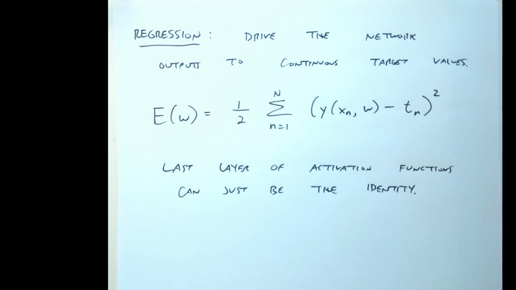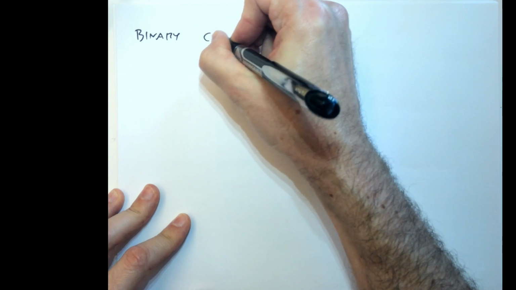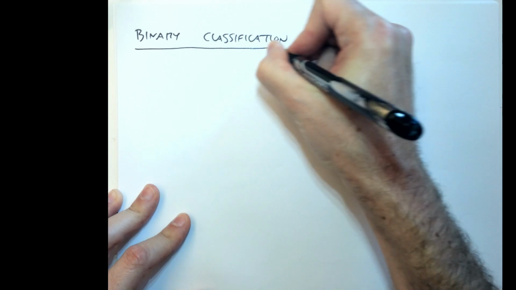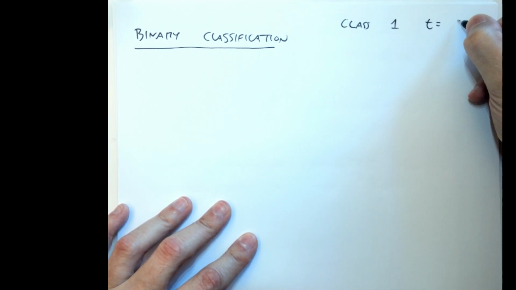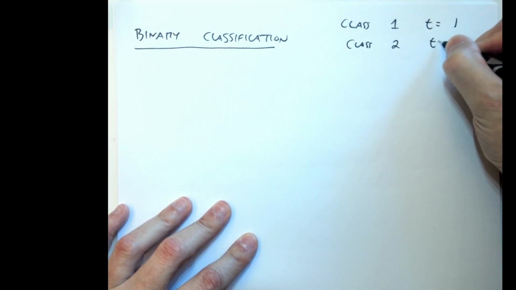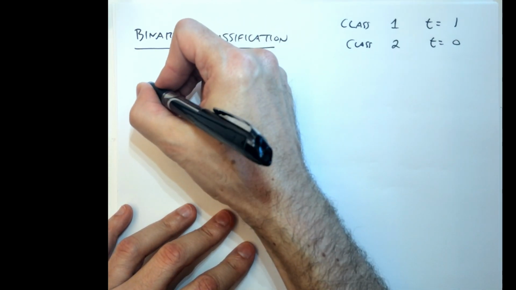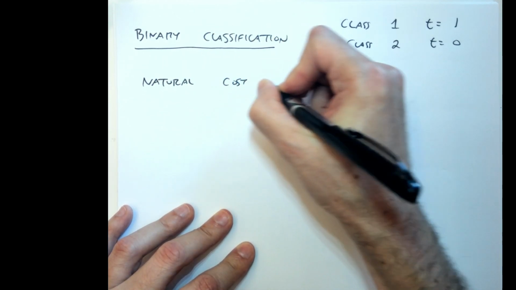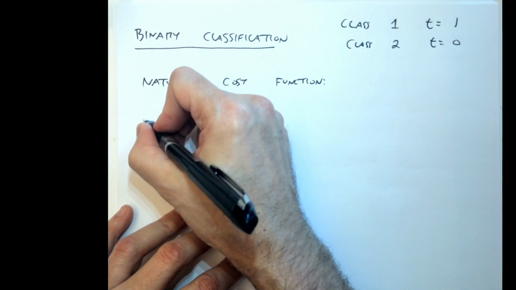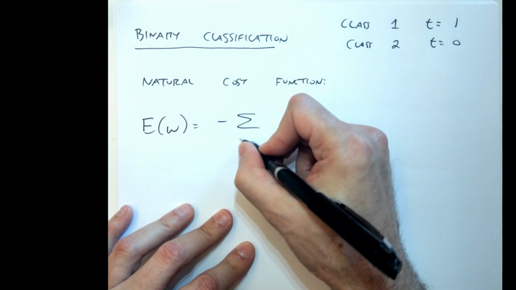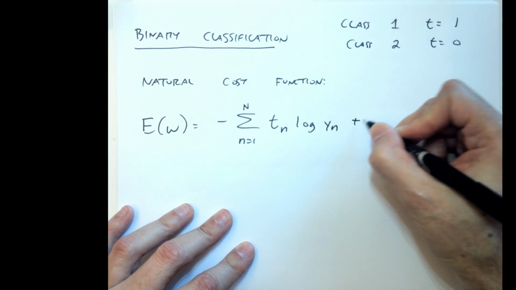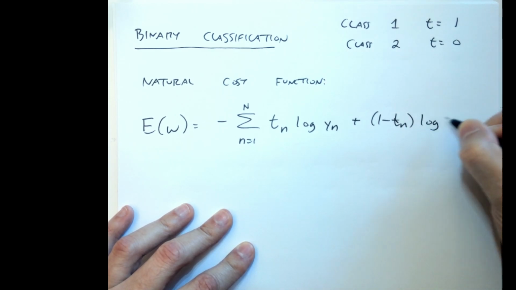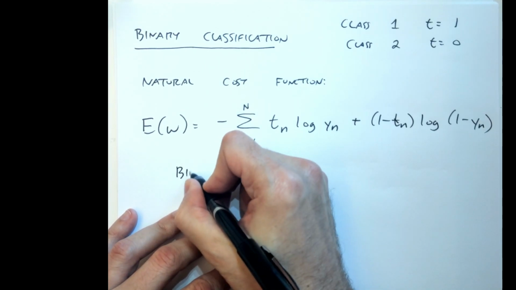Okay, so this is if I'm trying to predict a number. What if I'm trying to do classification, X's and O's, right? Well, in that case, this doesn't make as much sense. And so if we're doing binary classification, then like before, if I have class 1 with t equals 1, and class 2 with t equals 0, then the natural cost function is this binary cross entropy function. So the natural cost function for how well I'm doing is saying I want to sum over all of the training samples, tn log yn plus 1 minus tn log 1 minus yn, right? So this is called the binary cross entropy.